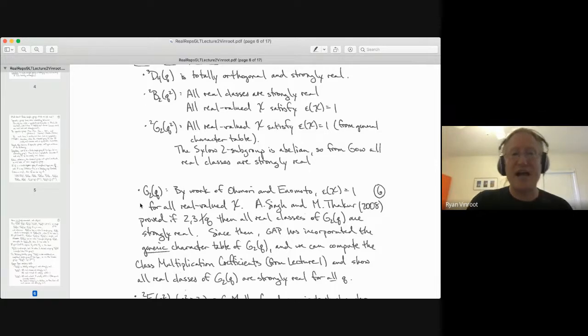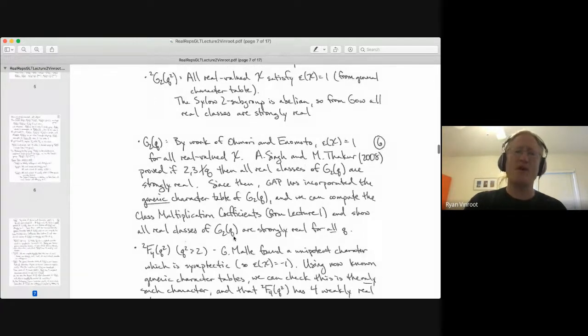So for G2(q), some of these things are proved theoretically, and there are some other nice results from this paper of Singh and Thakur that we'll come back to later that are very useful. But now there's some computation power involved that we can use to check for these bad primes.